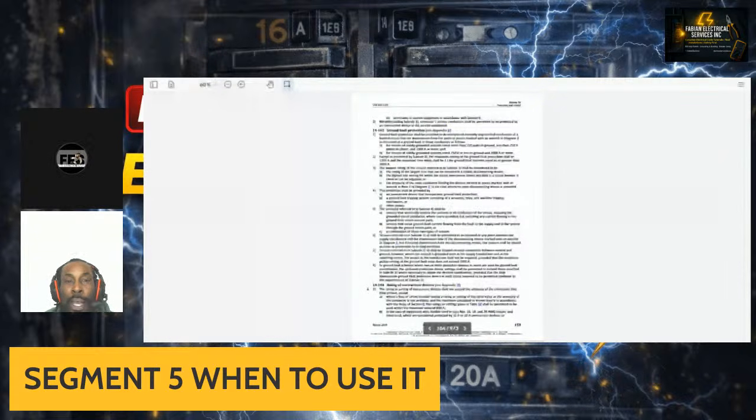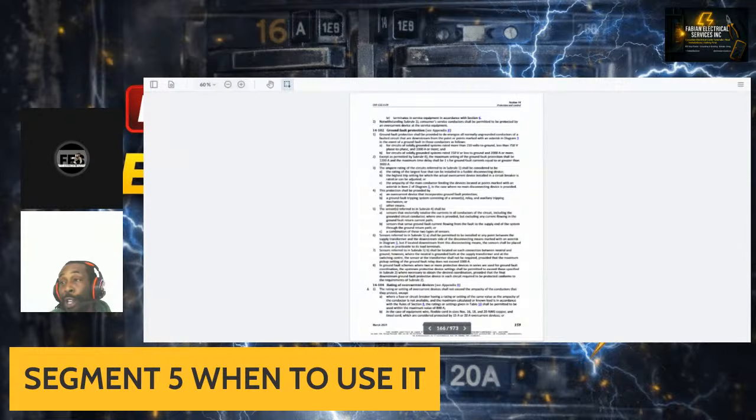And it also tells you B, for circuits of solidly grounded systems rated 150 volts or less to ground and 2000 amps or more, except as permitted by Subrule 8, the maximum setting of the ground fault protection shall be 1200 amps, and the maximum time delay shall be 1 second for ground fault currents equal to or greater than 3000 amps.